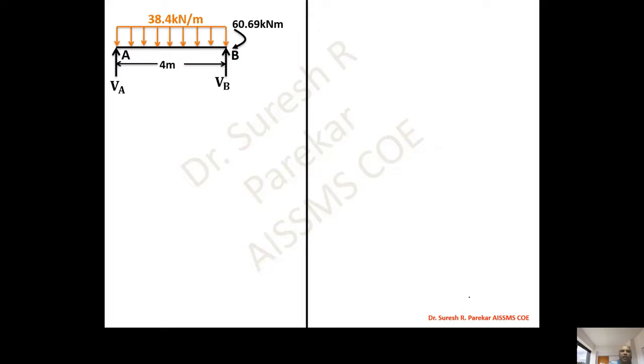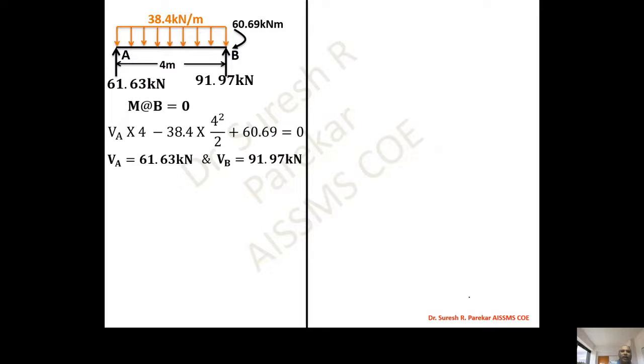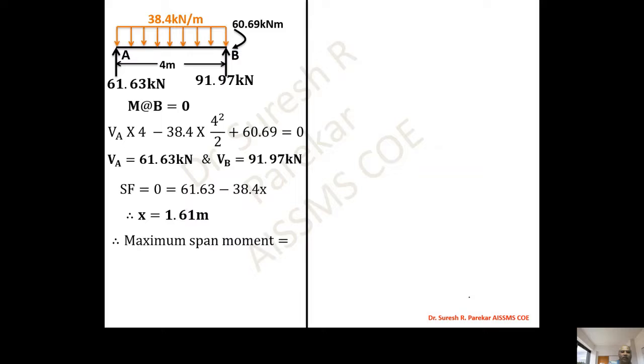Now we are interested in the AB maximum moment. The same way, we have to find the point of zero shear force, and knowing the point of zero shear force, we can find the maximum moment. So we have 49.46 kilonewton meter.